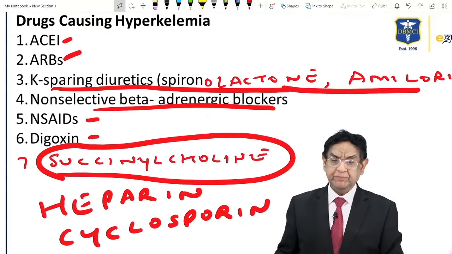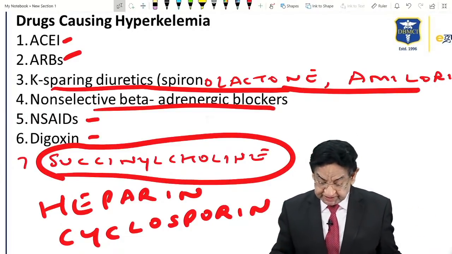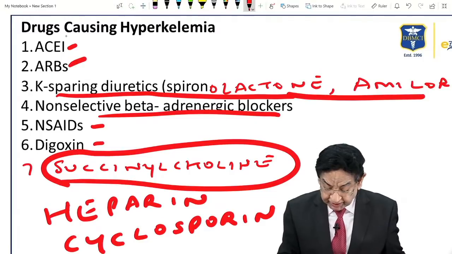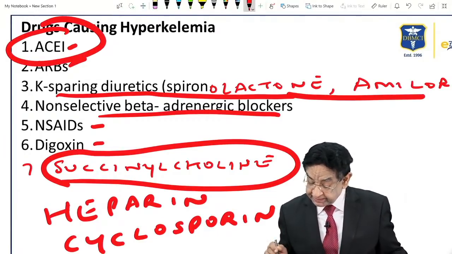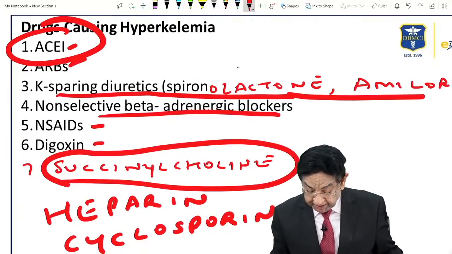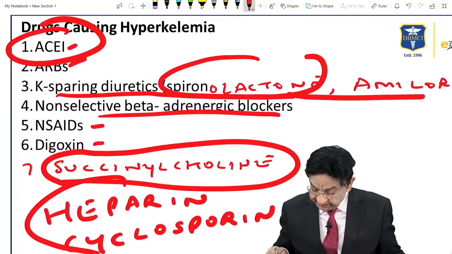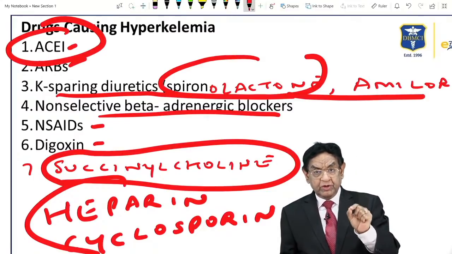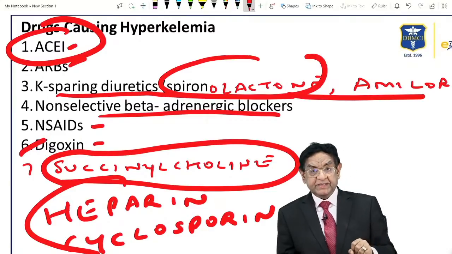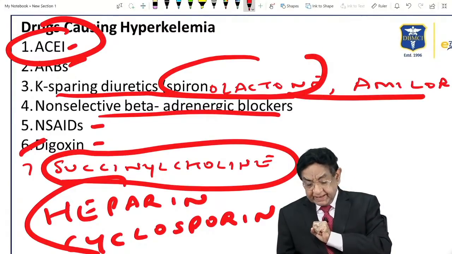But if you open the book, there are n number of drugs. But out of these, don't forget number one, spironolactone, heparin, cyclosporin, and succinylcholine. And of course digoxin. Don't forget this. These are very, very important drugs which can lead to hyperkalemia.